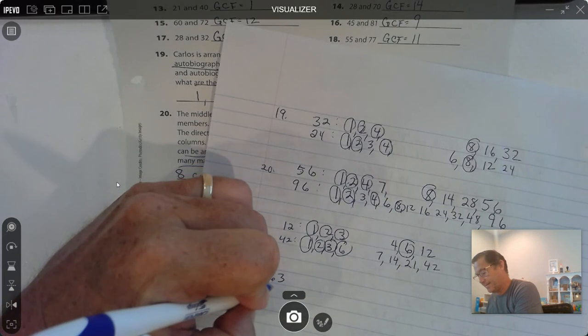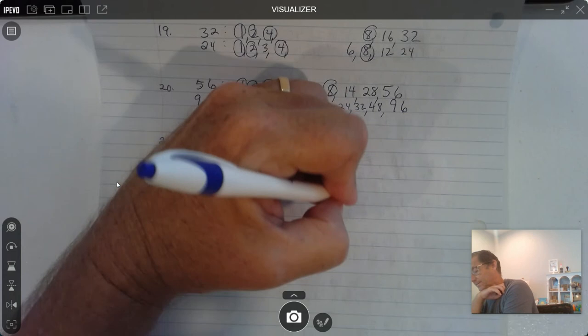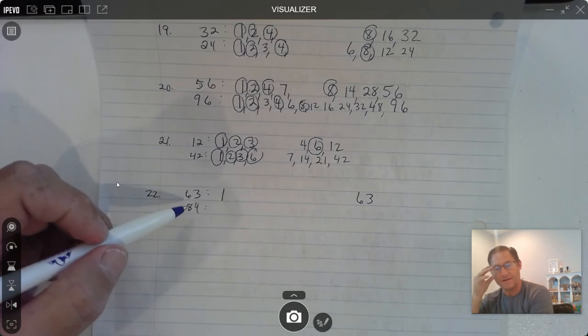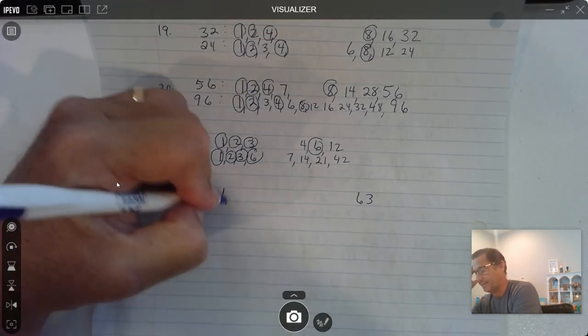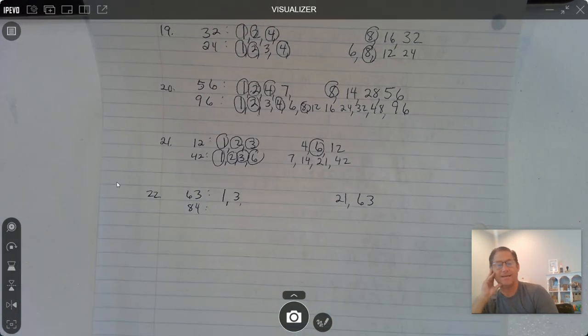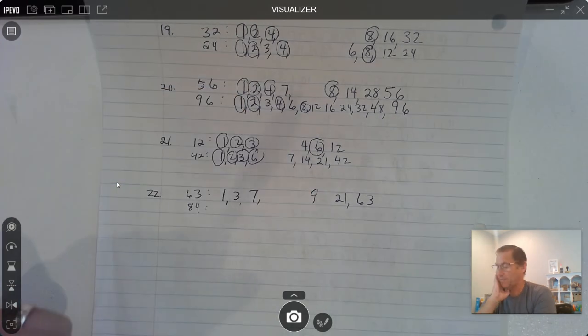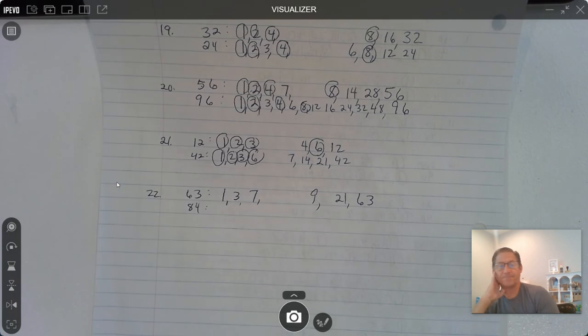63, 84. All right, 1 and 63. 2 is not a factor of 63. 3 is. 3 and 21. 4 is not. 5 is not. 6 is not. 7 times 9 is 63. Okay, so those are our factors of 63.